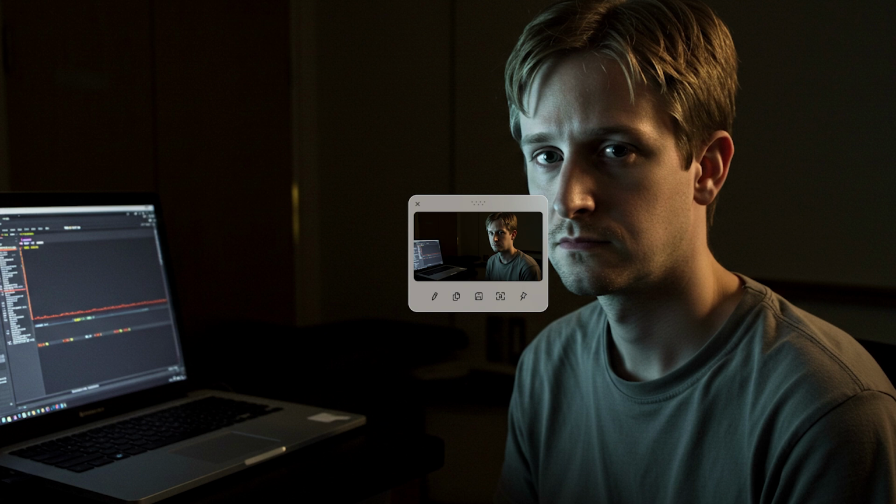Okay, so he decides to blow the whistle. But how do you leak highly classified documents from the NSA? It's not like sneaking a file out in your pocket. It was a carefully planned operation. Snowden, with his system admin skills, knew how to navigate these systems undetected. He downloaded the files onto his own devices little by little, avoiding anything that would raise red flags.